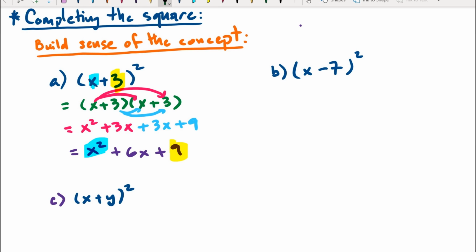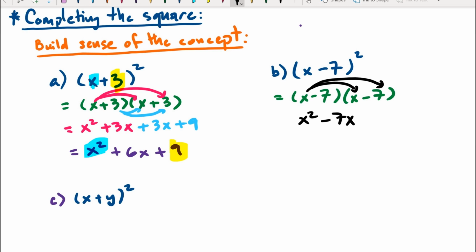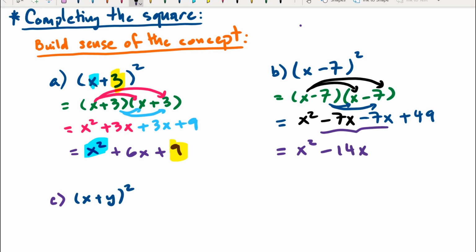Okay, now we're going to look at the next one, (x minus 7) squared. Same concept, (x minus 7) times (x minus 7). We're going to distribute those. X times x is x squared. X times negative 7 is negative 7x. Negative 7 times x is negative 7x. Negative 7 times negative 7 is positive 49. Then we combine like terms. You have x squared minus 14x plus 49.